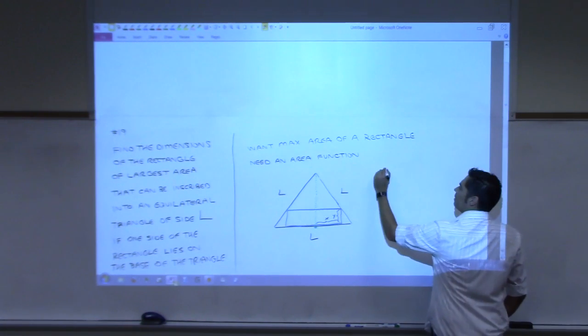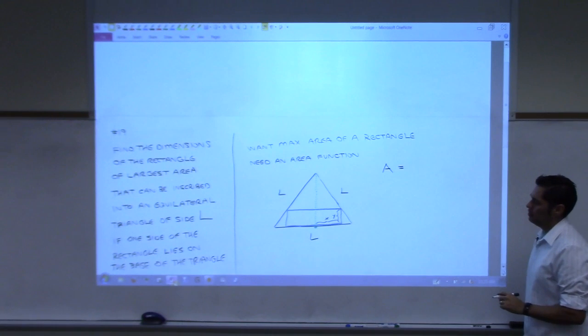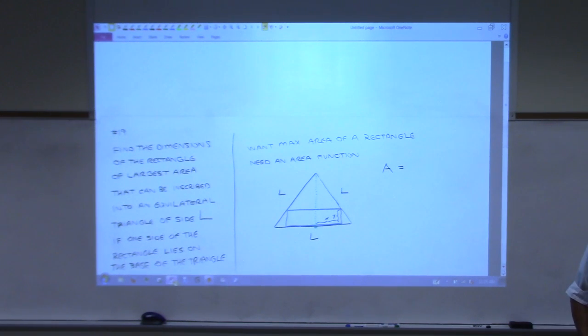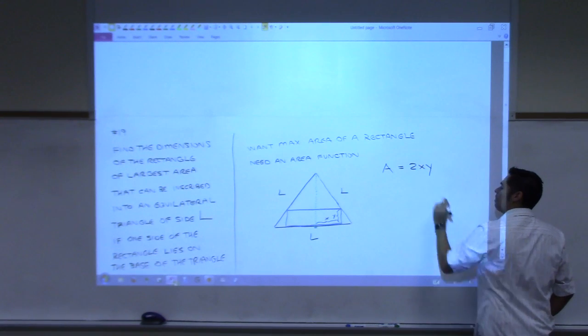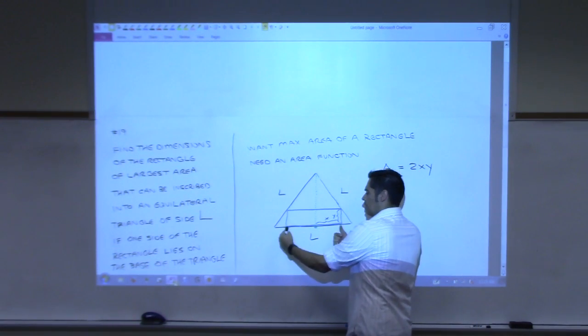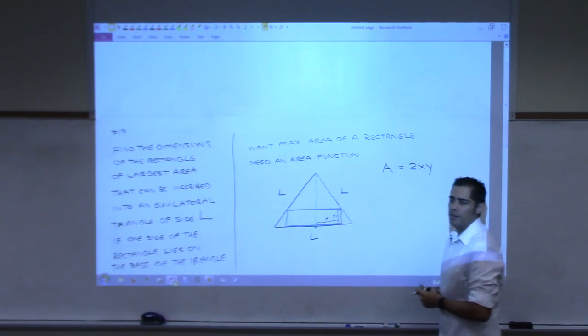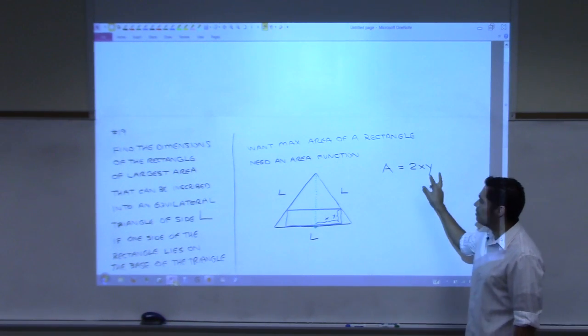So the area of that rectangle is what? The whole rectangle. 2 times x times y, right? Because if this is x, then from here to here is 2x. So we have 2x times y, that's the area. That's an area equation. I need it to be a function. So I need to replace one of these variables.